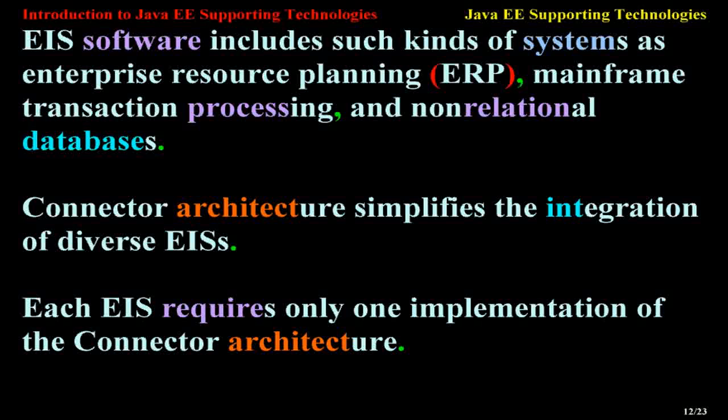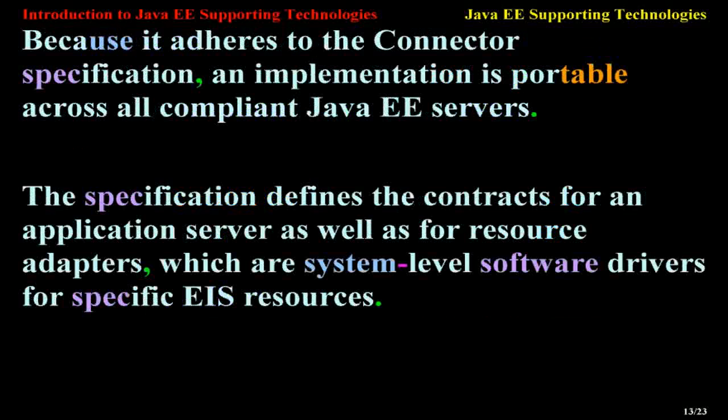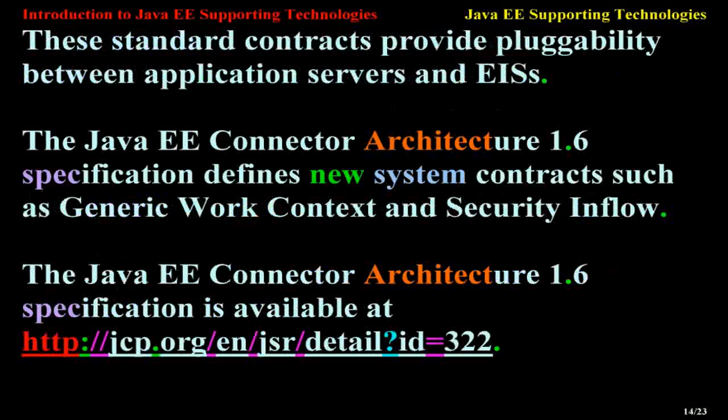Each EIS requires only one implementation of the connector architecture. Because it adheres to the connector specification, an implementation is portable across all compliant Java EE servers. The specification defines the contracts for an application server as well as for resource adapters, which are system-level software drivers for specific EIS resources. These standard contracts provide pluggability between application servers and EISs.